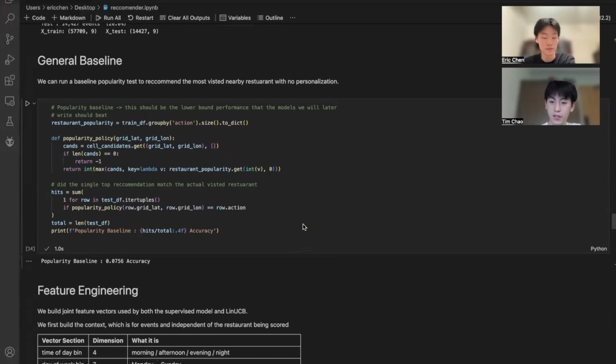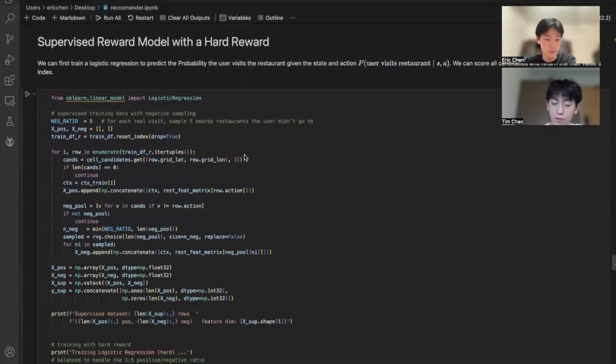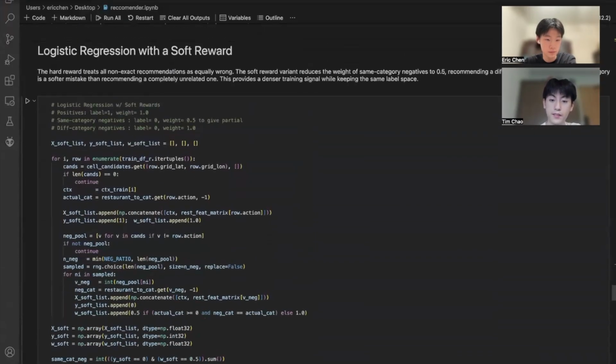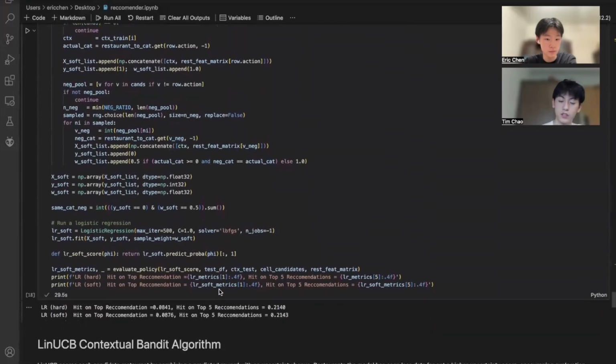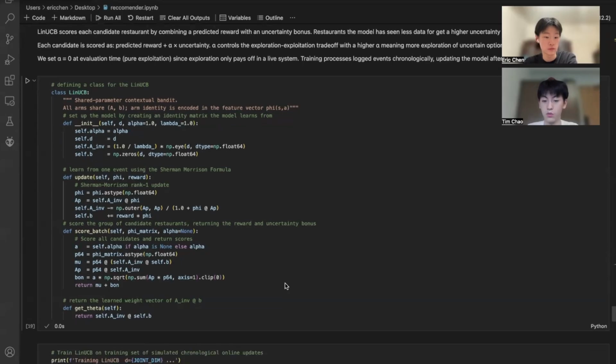We tested three approaches against the popularity baseline, which simply recommends the most visited nearby restaurants. First, we used logistic regression, which combines user context and restaurant features, training on positive visits paired with five randomly sampled negatives. Second, we tried a soft reward variant. This downweighted same category negatives to 0.5 instead of 1.0, giving the model a denser learning signal. Third was LinUCB, a contextual bandit algorithm. It scores restaurants using a predicted reward plus an uncertainty bonus, which encourages exploration. It processes events sequentially to simulate a real online system. Before offline evaluation, we set alpha to 0 for pure exploitation, since we cannot actually observe what would happen.